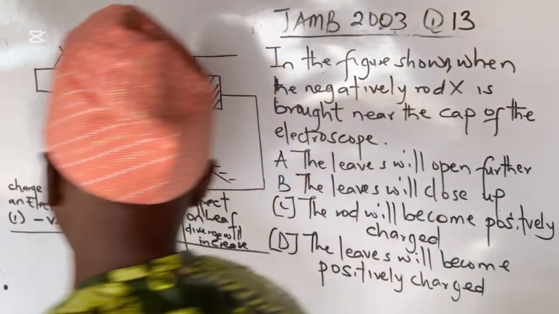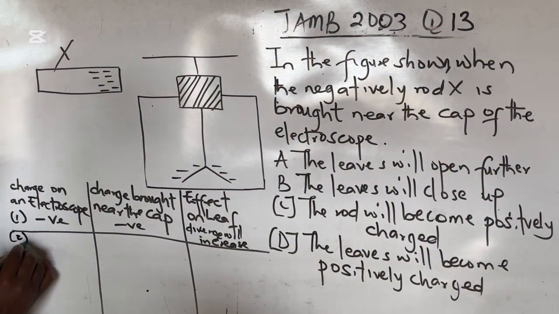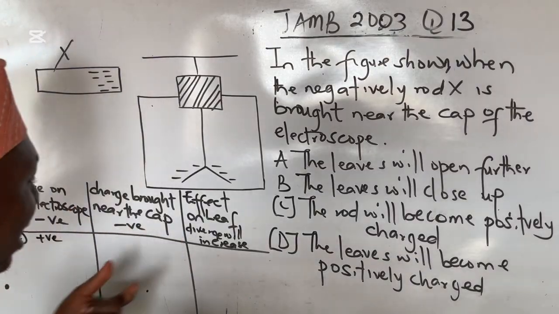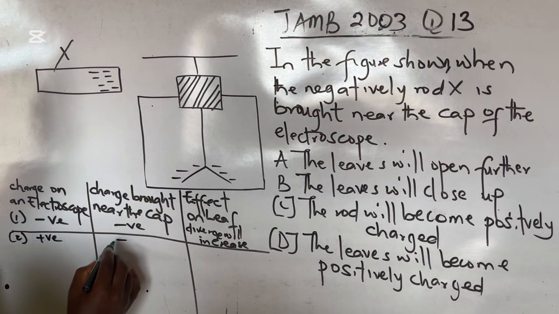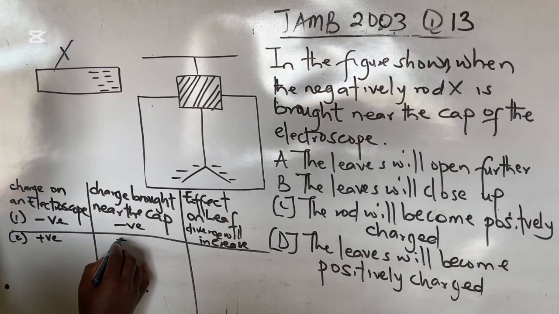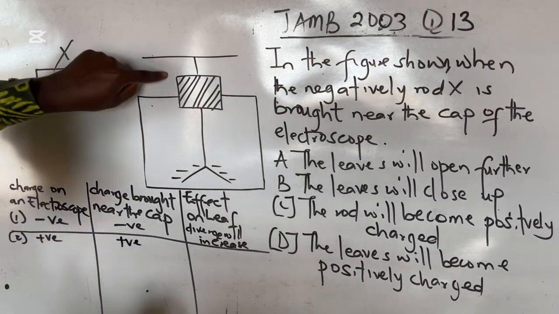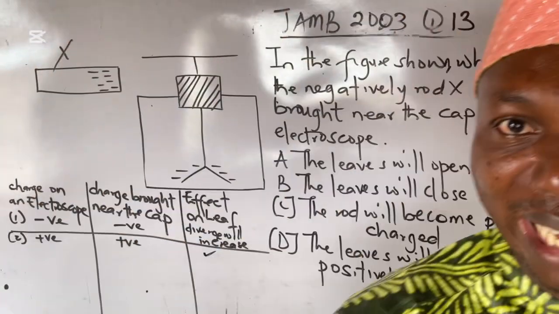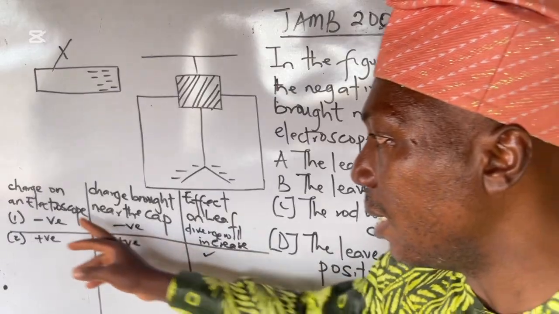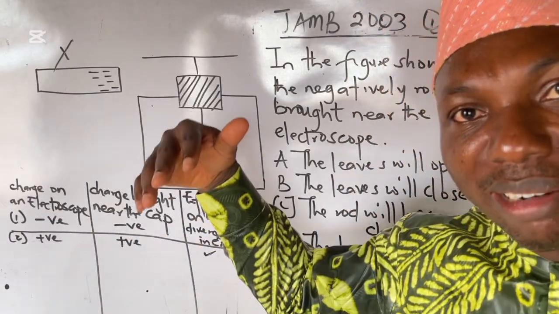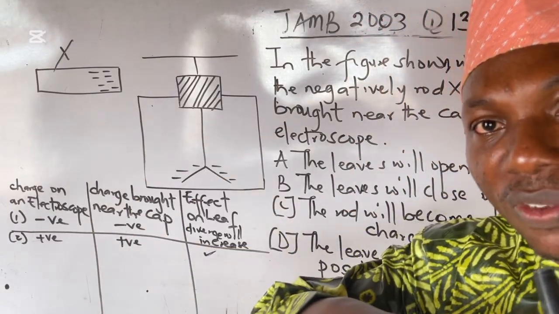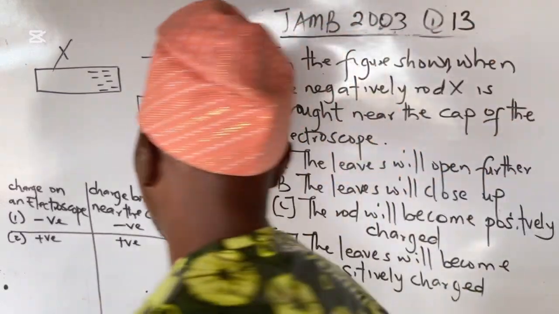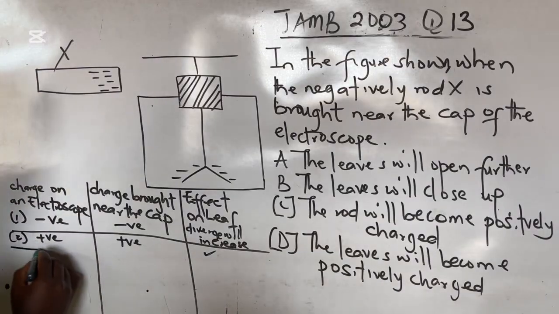Number 2, when the electroscope is positively charged and the charged rod, which is positive, is brought near this cap, what will happen? The same thing. Divergence will increase. They are the same sign. Divergence will increase. The leaf will separate. The leaf will open further.